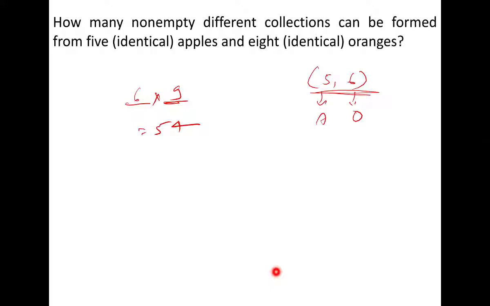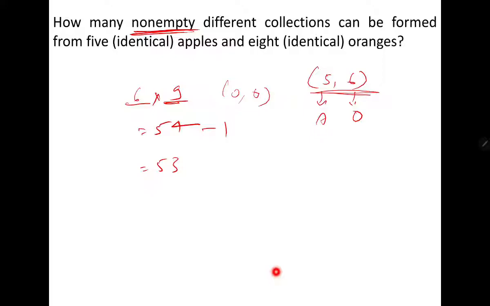The only important thing is that the word non-empty has been used here. It means the case when there are 0 apples and 0 oranges, we should not consider. So the final answer is 53.